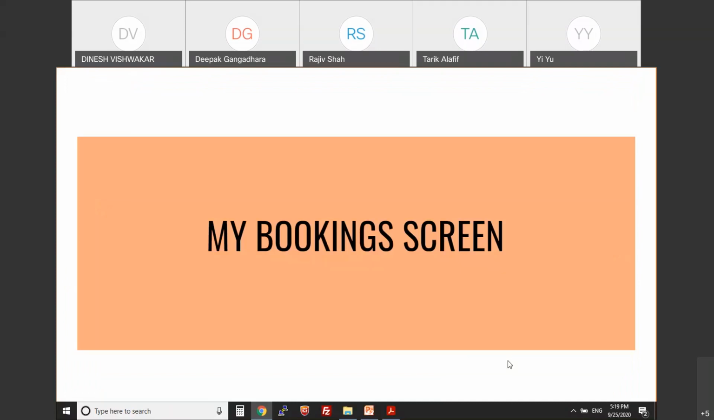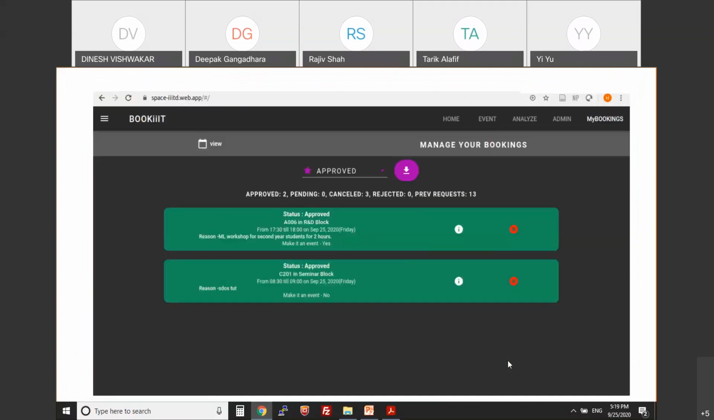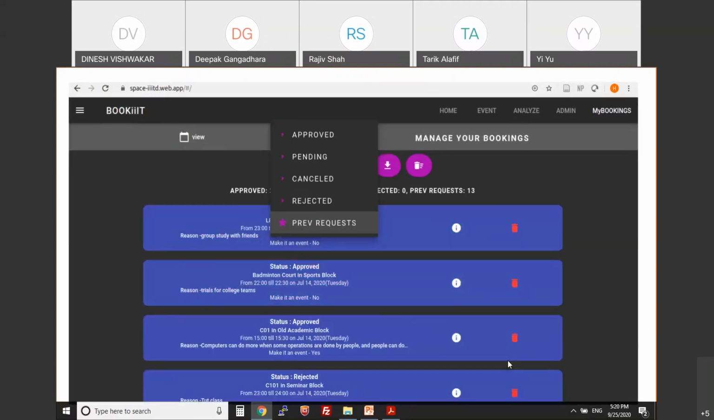After you have done the booking, you can also manage your bookings. You can see here all the stats are provided: that you have 2 approved bookings, 0 pending bookings, 3 you have cancelled, 0 rejected, and 13 previous bookings. You can also cancel your approved bookings if you think that you are not attending. This segregation is also done in manage bookings. As you can see, there is also an icon for a calendar view. If you click on it, there will be a calendar view, which you will be seeing in the further slides.